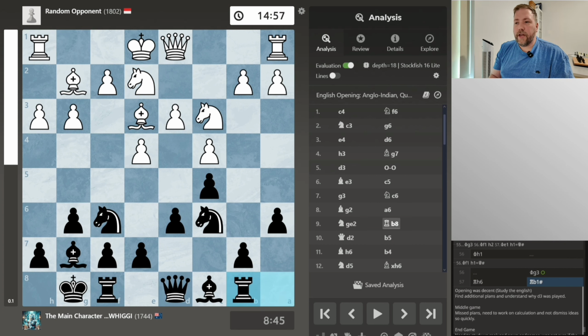And the engine is still happy with Rook B8. So clearly I'm doing something right here, so I don't really need to note anything down. But if I wanted to be really particular, I could write that down in my notes as well.